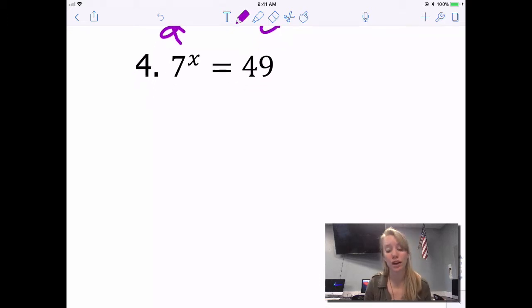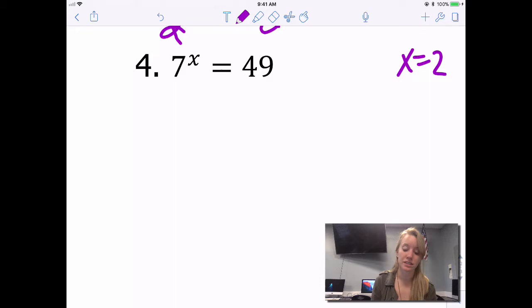Now, number 4 looks a little bit different because my bases aren't technically the same. And I know that you could probably already see 7 to the second equals 49, so I know that x equals 2. But I want to use relating the bases for later, for when our problems get a little harder.